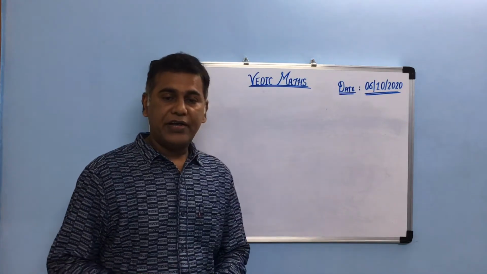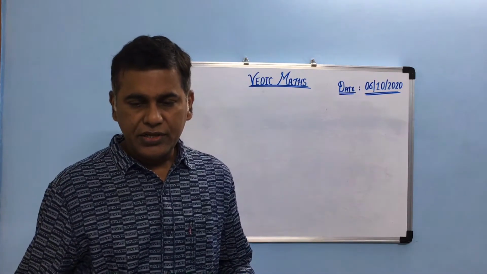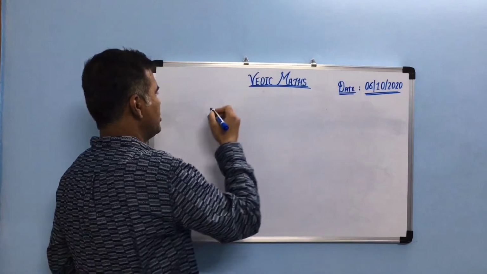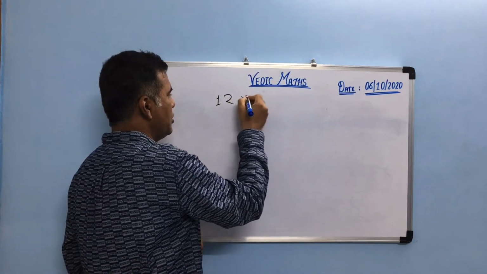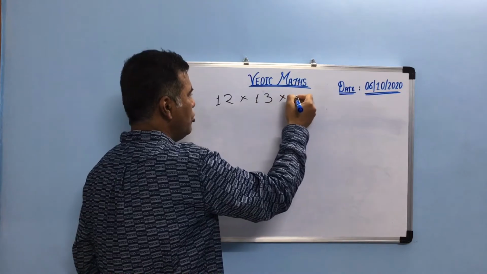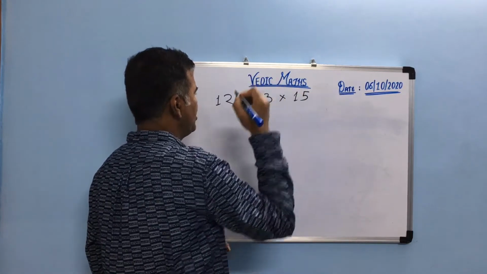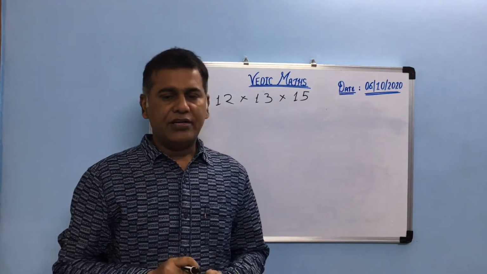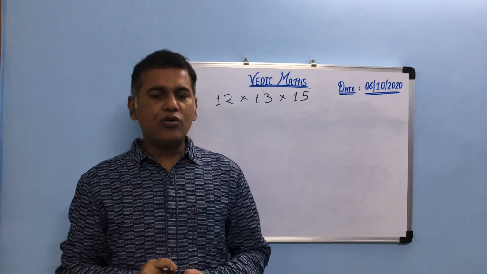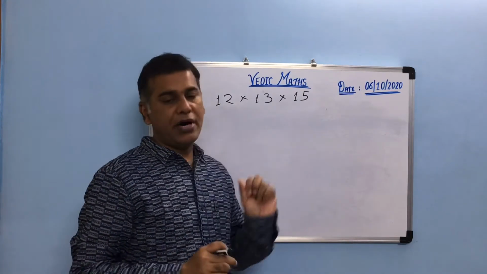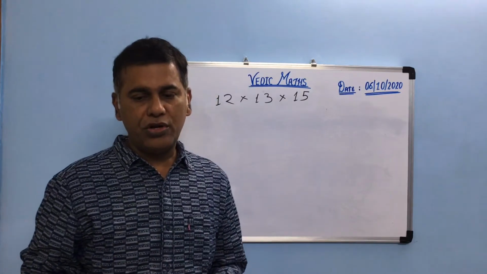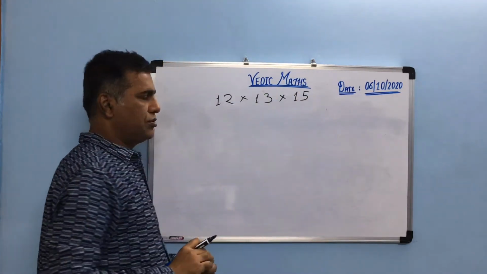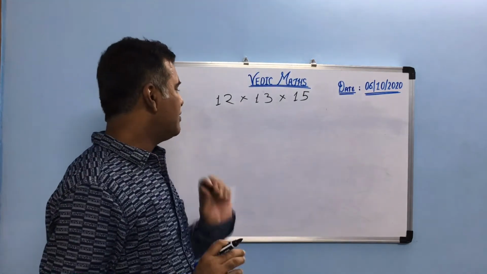And today our target is how to multiply 3-digit numbers. Suppose it is given 12 into 13 into 14 or 15. Suppose I am taking 12 into 13 into 15. This is our target, and today we will learn the short tricks to multiply these three two-digit numbers. This thing we can also do for 3-digit numbers. So this is our target.